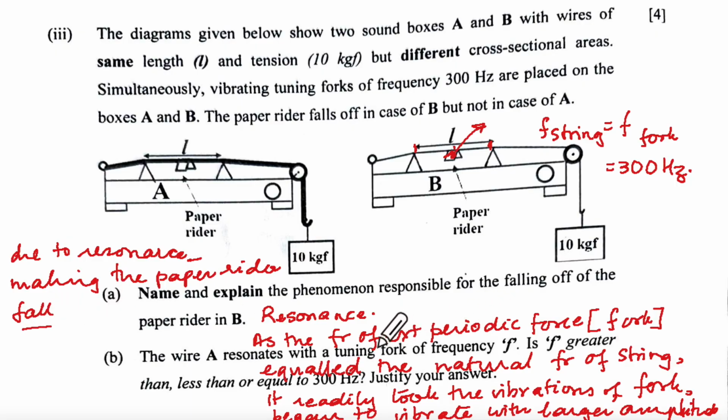Okay, what are the keywords? The frequency of external periodic force, which is the fork, equaled, double underline, equaled the natural frequency of the string, and so it began to vibrate with, double underline, larger amplitude, due to, double underline, resonance. Okay, so that is how the paper rider fell.